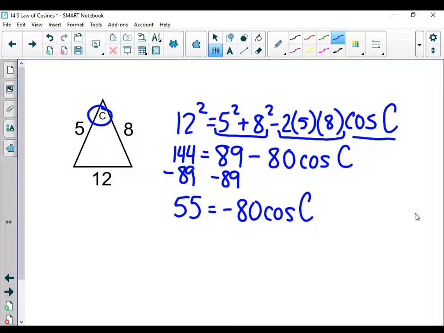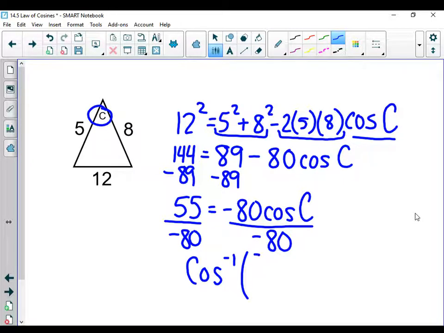Don't forget that negative stays in front. Then I'm going to get rid of the negative 80. So from there, to do the inverse of cosine, I'm just going to leave that as a fraction just because I know that I haven't messed that up yet. And I can just simply plug that in. Again, double check and make sure your calculator is still in degree mode. And we are looking at 133.4 degrees.